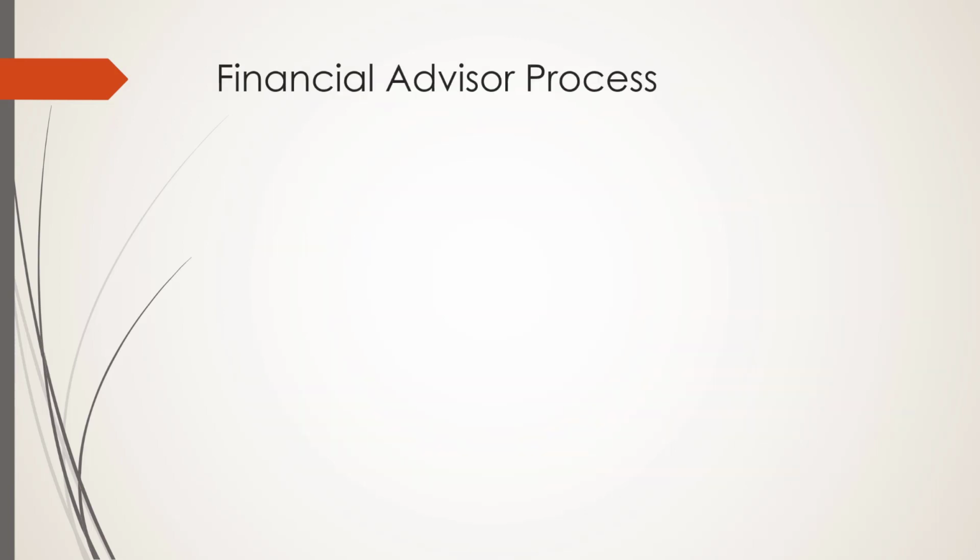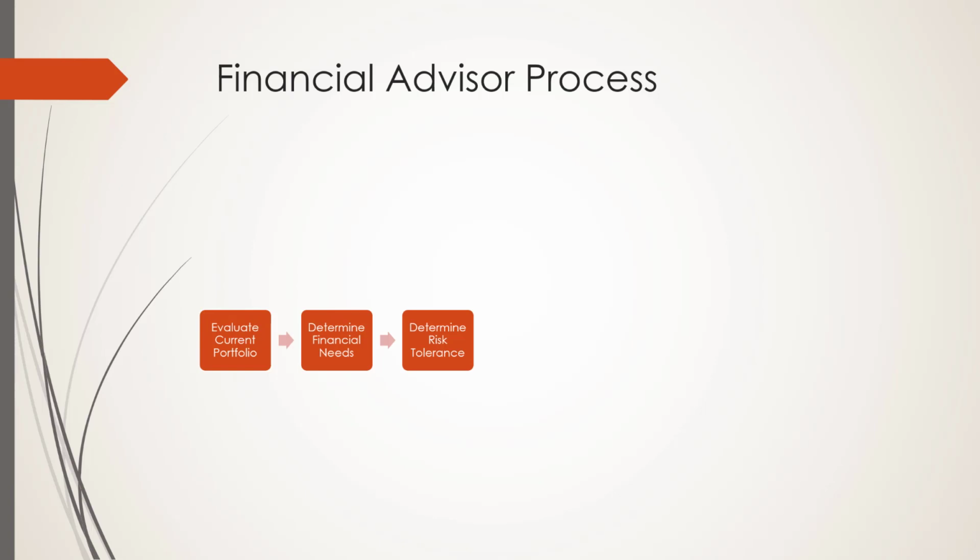Okay, let's talk about the process that a financial advisor goes through. So first of all, they need to evaluate the client's, and I'm assuming a new client here, but they need to evaluate the client's current portfolio. What do they currently own? They also need to determine the financial needs of the client, and they can do that through a questionnaire. Determine the risk tolerance of the client, and again, that can be part of the same questionnaire. And again, there are examples up on Canvas for you to take a look at. Once they've done that, once they've determined the financial needs and the risk tolerance, they can set the objectives for the portfolio, and that's what we're going to talk about here in a second.